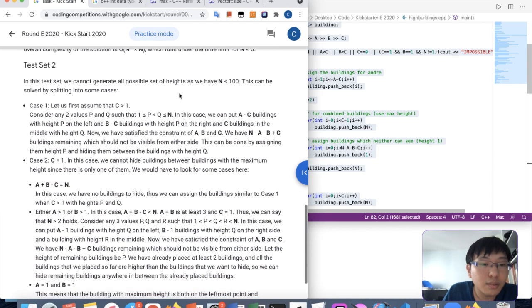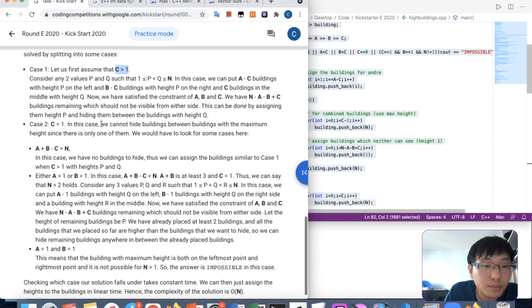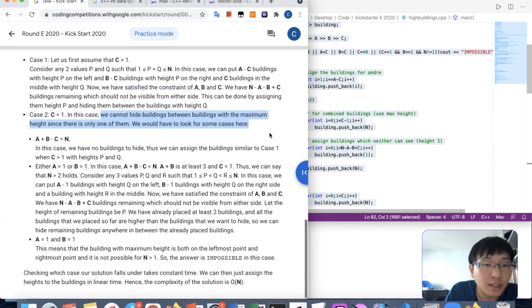C greater than 1. Consider any values P, Q. Can put A minus C buildings on the left, B minus C on the right, C buildings in the middle of height Q. Okay. You cannot hide buildings in between buildings with maximum height, and there's only one of them. We're going to look for some cases here. A plus B minus C equals N. No buildings to hide.